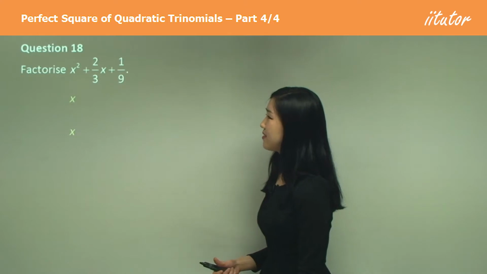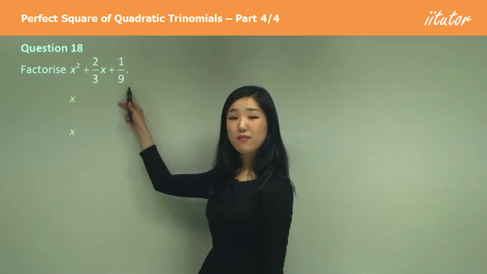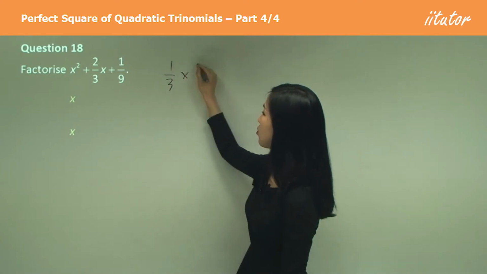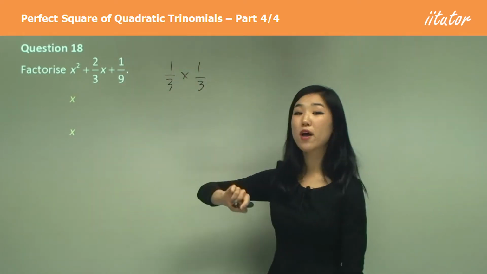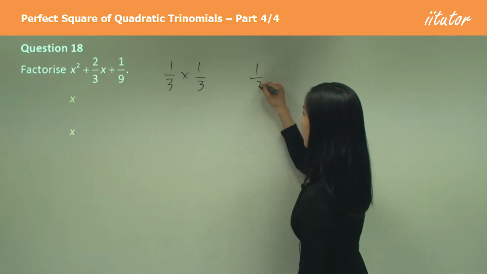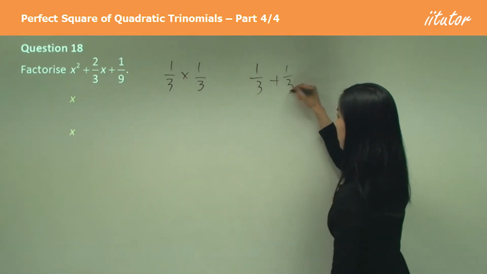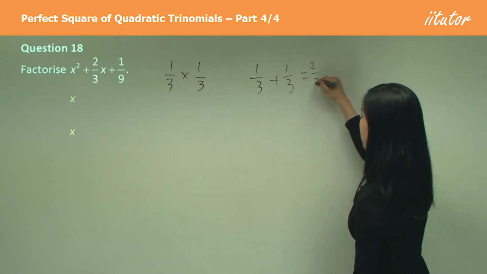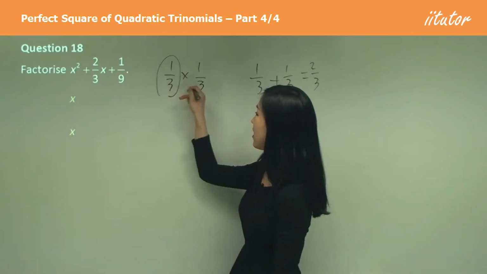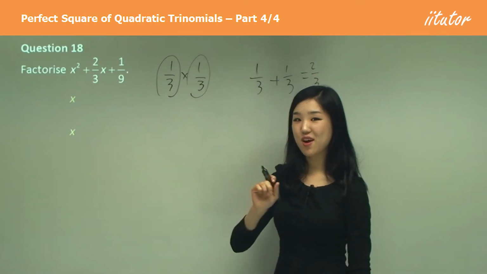Now again, x and x, what times what is 1 over 9? Well, I know that 1 over 3 times 1 over 3 is 1 over 9. And what about 1 over 3 plus 1 over 3? That's 2 over 3, isn't it? Which is what we have in the middle. So I know that 1 over 3 and 1 over 3 is the right set of combinations.